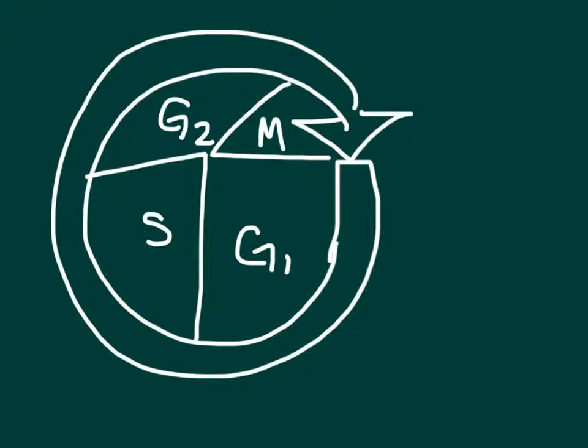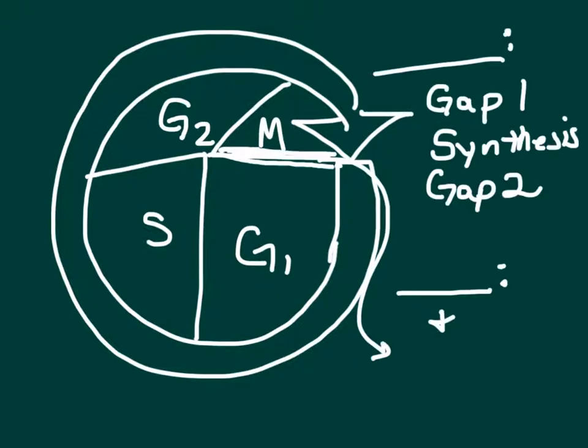Ah, see? Just made it a circle. So I'll let you sketch that for the moment, and then we'll fill it out. I've written the names of all of these sections over here, where G1 stands for gap 1, S stands for synthesis, and G2 stands for gap 2.